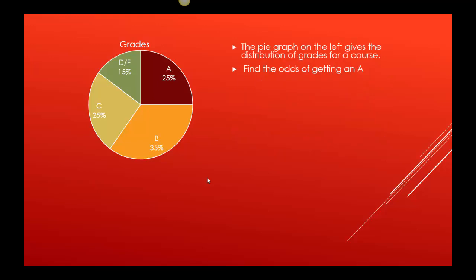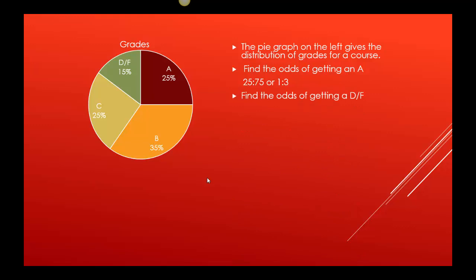So let's start with getting an A. So I want to say there's a 25% chance of getting an A, which means there's a 75% chance of not getting an A. The two things together need to represent the whole. We can definitely reduce this. Both of those numbers are divisible by 25, which would be 1 to 3. And you are expected to reduce them if you can.